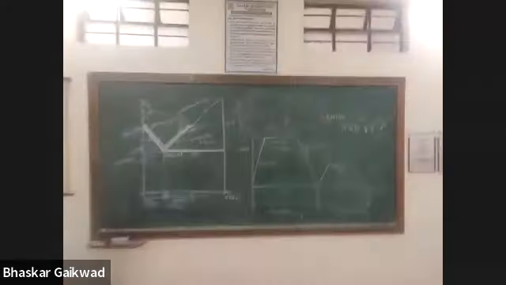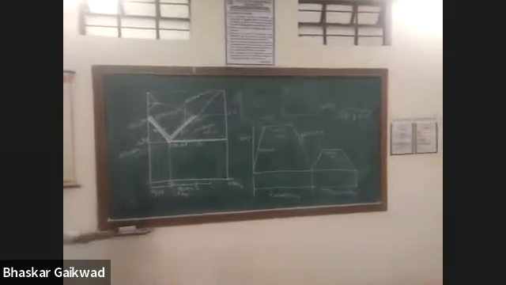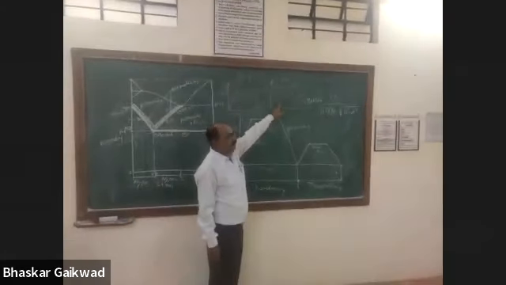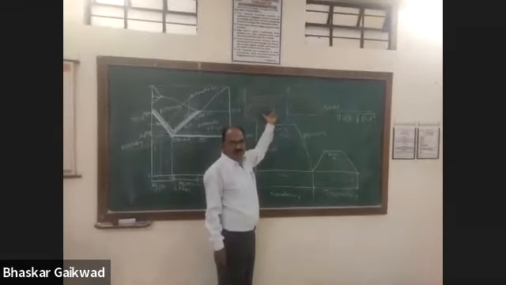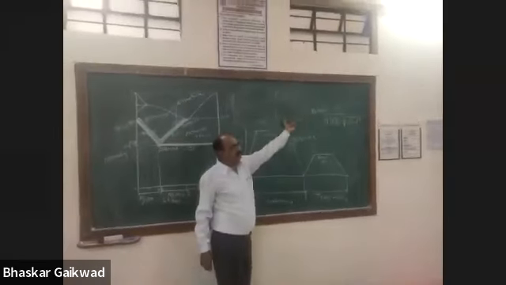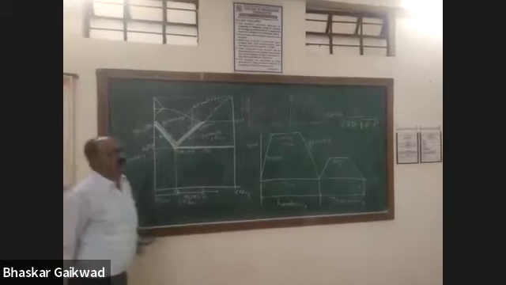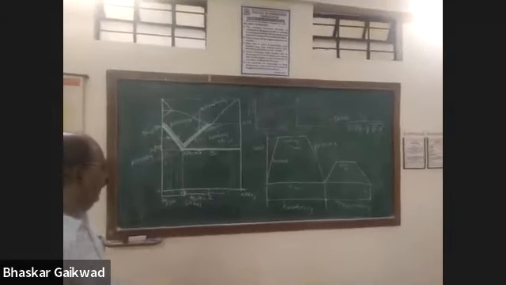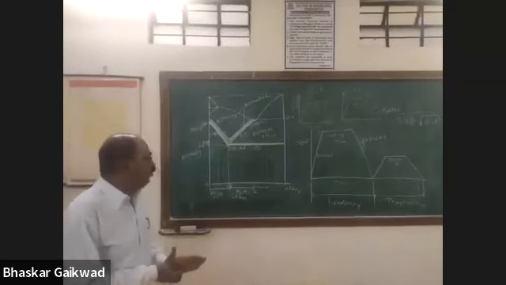Okay. And structure wise, you will find more fine pearlite in this. But here you will get coarse pearlite. Annealing gives coarse pearlite, here you will get fine pearlite. So this is the major difference between annealing and normalizing. Okay. Now next we go for hardening and tempering.